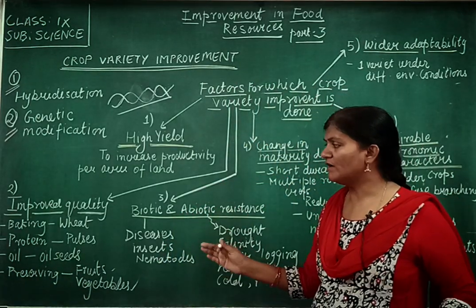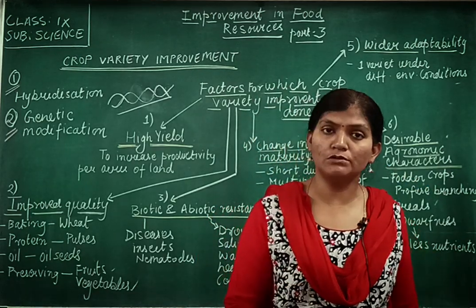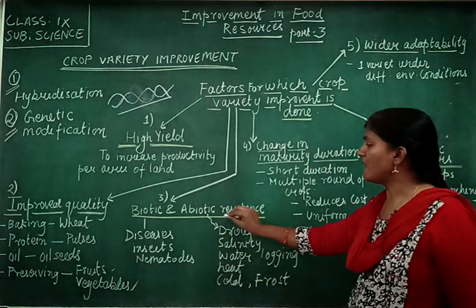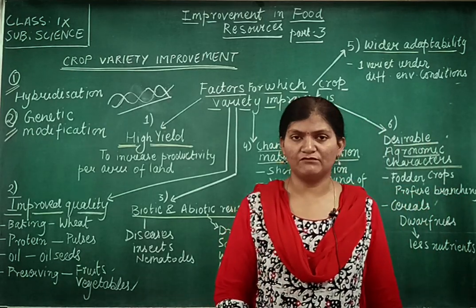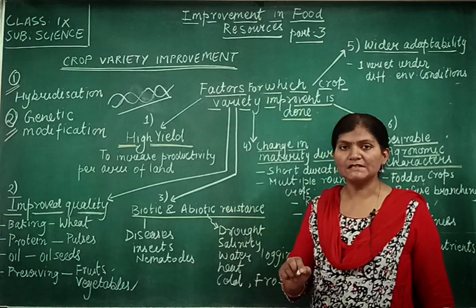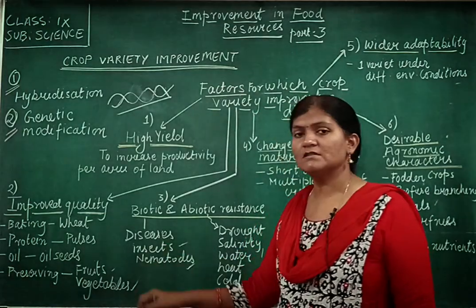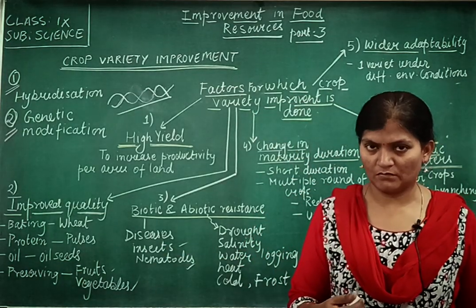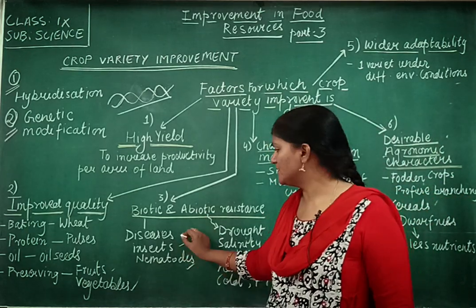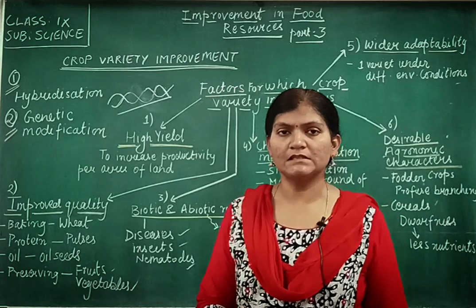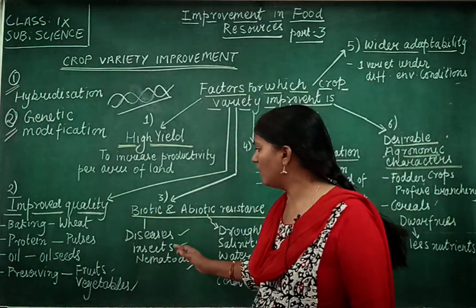So these were the improved qualities that we want to incorporate in a new variety of crop. The next one is biotic and abiotic resistance. Biotic means anything which has life. So it is possible that the crop may be attacked by an insect or a nematode. Nematodes are small organisms or insects, and because of microorganisms, the plant may suffer from certain diseases. So we want that crop variety which has resistance to all the three.